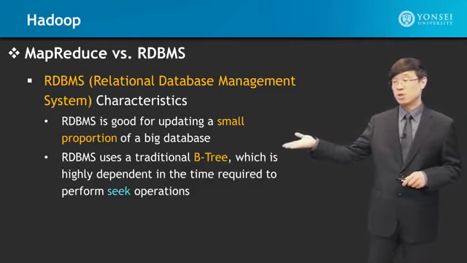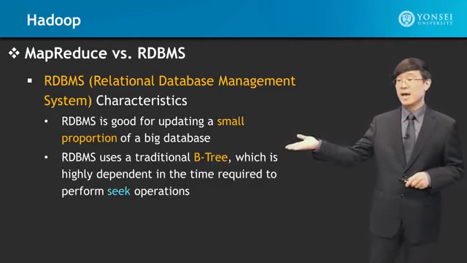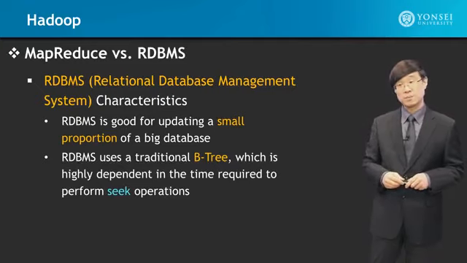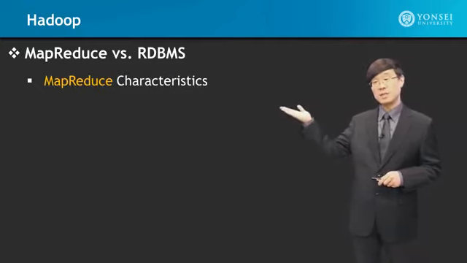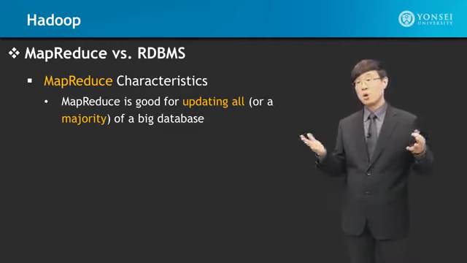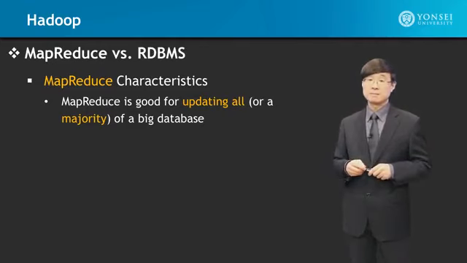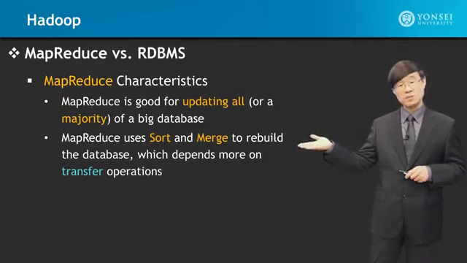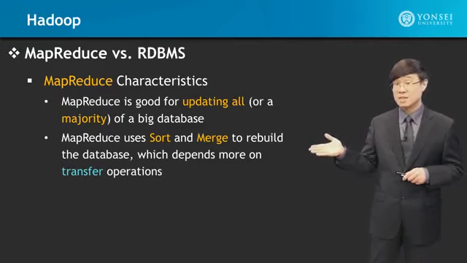It uses a traditional B tree, which is highly dependent on the time required to perform seek operations. MapReduce characteristics include: it is good for updating all or a majority of a big database. It uses sort and merge to rebuild the database, which depends more on transfer operations instead of the seek operations.